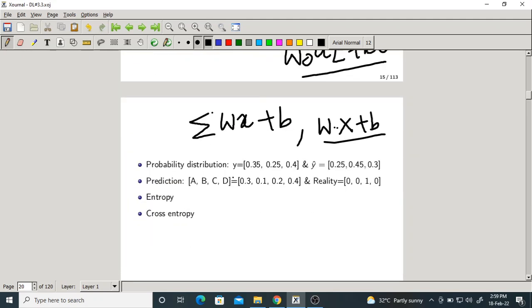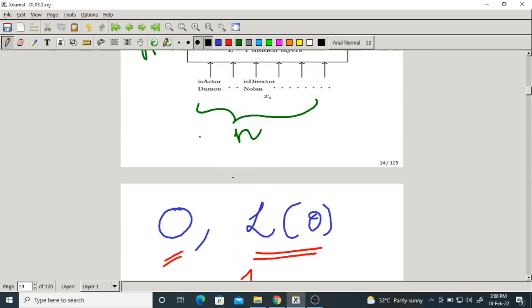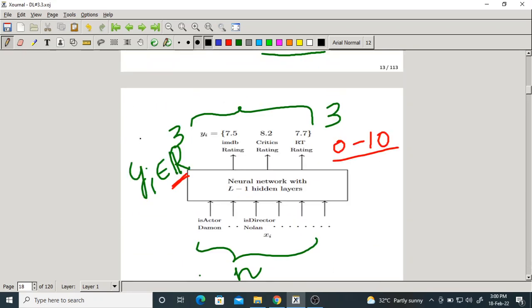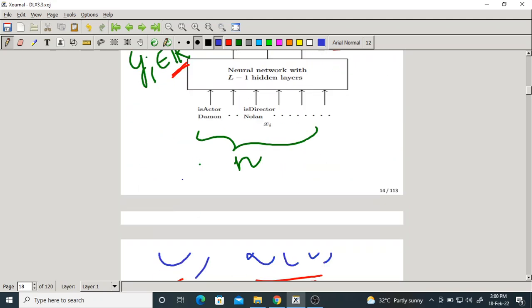Now let us take some other example, a movie example. In the previous movie examples we discussed whether you like or dislike a movie, that is the decision we had to take. But here it is not one dimensional, it is 3 dimensional, because we are predicting 3 values which are real numbers and not bounded.